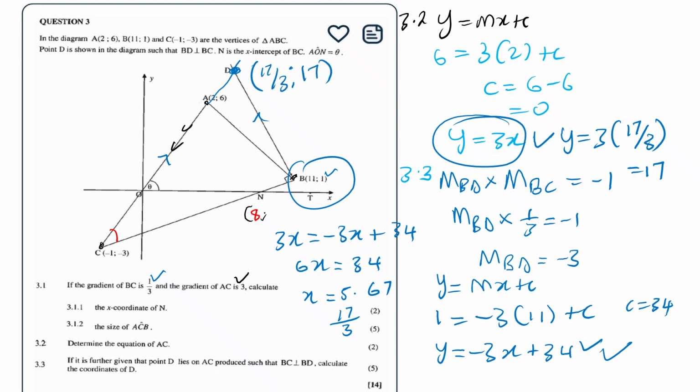All right. So we first found the equation of AC, then we found the equation of BD. We equate the two equations to find the x value, and after finding the x value, we substitute it into one of these two equations, the equation of AC or the equation of BD. Therefore, we find the y value. Let's go to the next question.